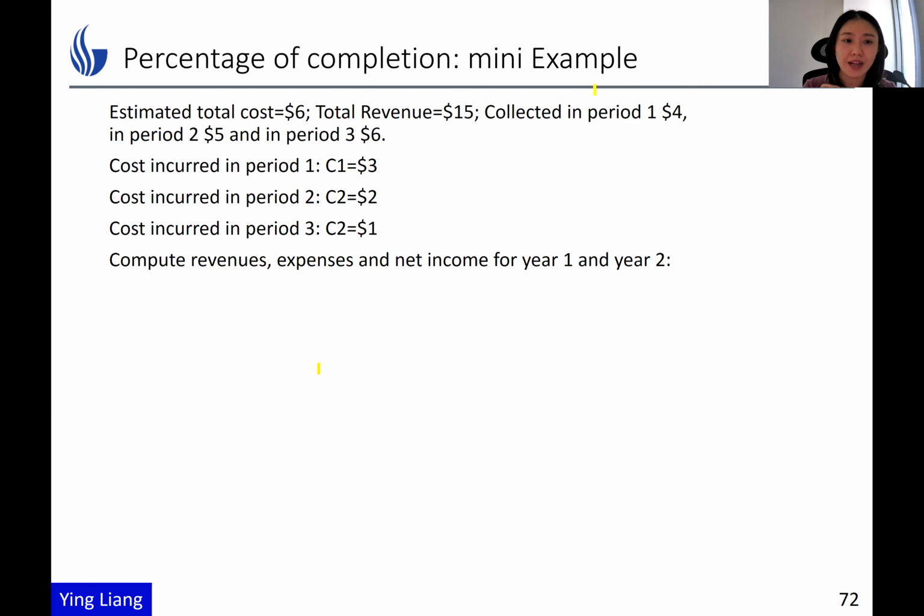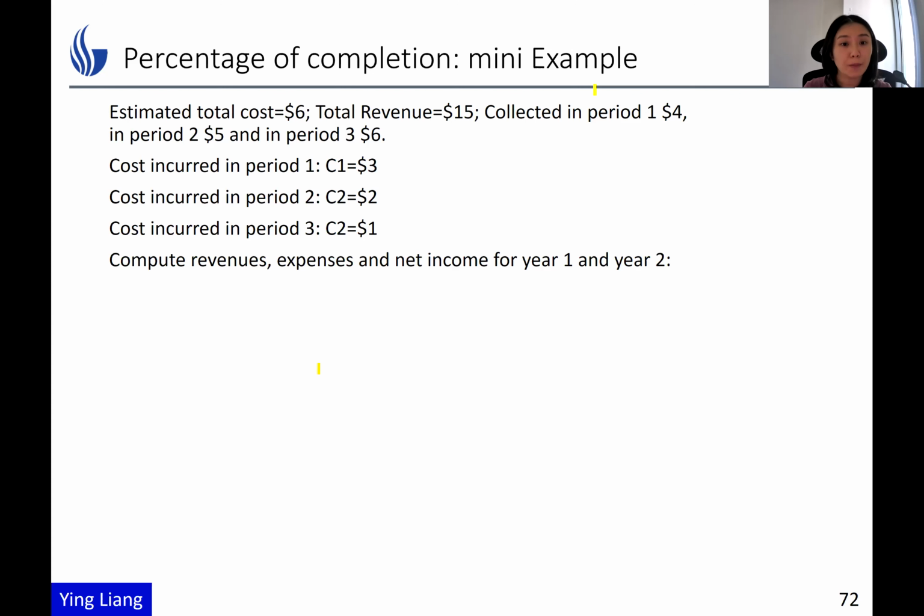Here is the information. The estimated total cost of the project is $6. Total revenue is $15. We're going to collect cash in period 1 for $4, period 2 or year 2, $5, and period 3, $6. So 6 plus 5 plus 4 equals 15 total revenue. How about the cost? In these 3 periods, cost for period 1, we call it C1, is $3. For period 2 is $2. For period 3 is $1. Okay, this is the information.